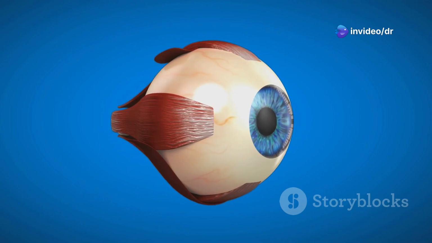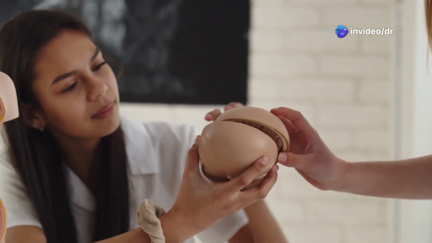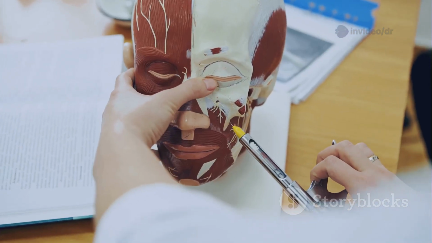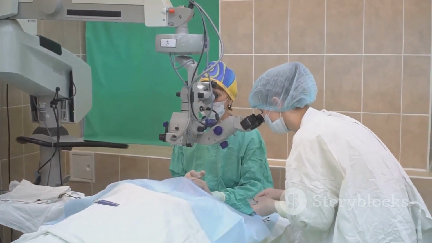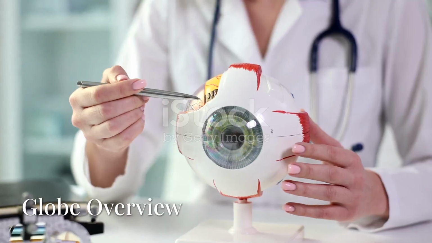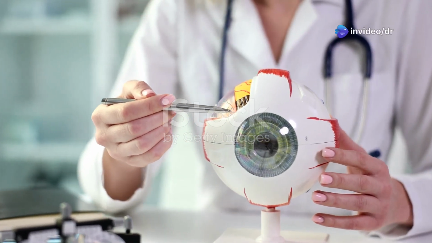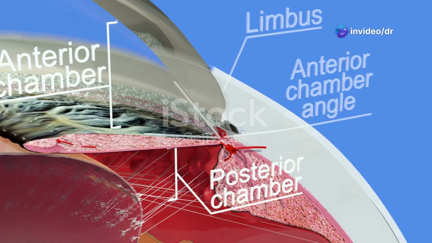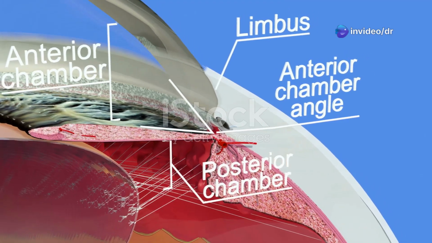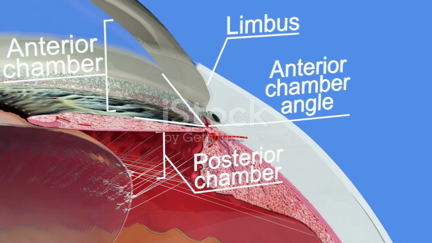In this tutorial, we'll take a layered look at the anatomy of the eye, not just for academic understanding, but with relevance to clinical and surgical ophthalmology. The eyeball is a slightly irregular sphere, approximately 24 millimeters in diameter antero-posteriorly. It's divided into anterior and posterior segments separated by the lens plane.